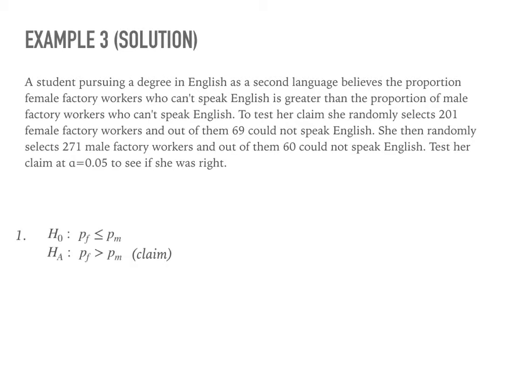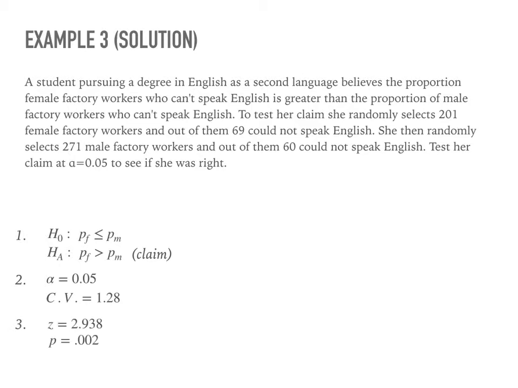So you would write your hypotheses and identify the null hypothesis as being the proportion of females being less than or equal to the proportion of males. And the alternative hypothesis, which is your claim, the proportion of females is greater than the proportion of males. Your level of significance alpha is 0.05, and your critical value is 1.28.